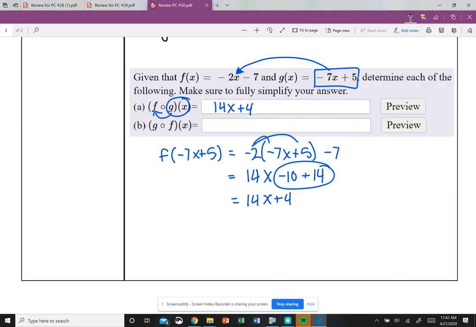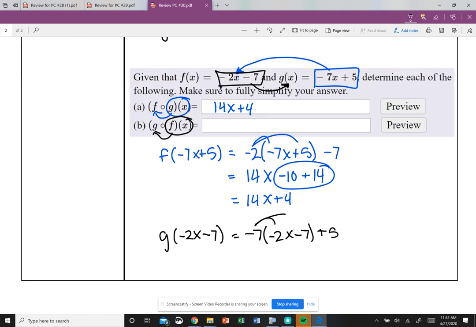All right, so on this next one, we're going to take f of x and plug it into g. So we're going to have g of, and then we're going to take -2x minus 7. So we take this whole thing and plug it into our g function. So now we have -7 times -2x minus 7 plus 5.